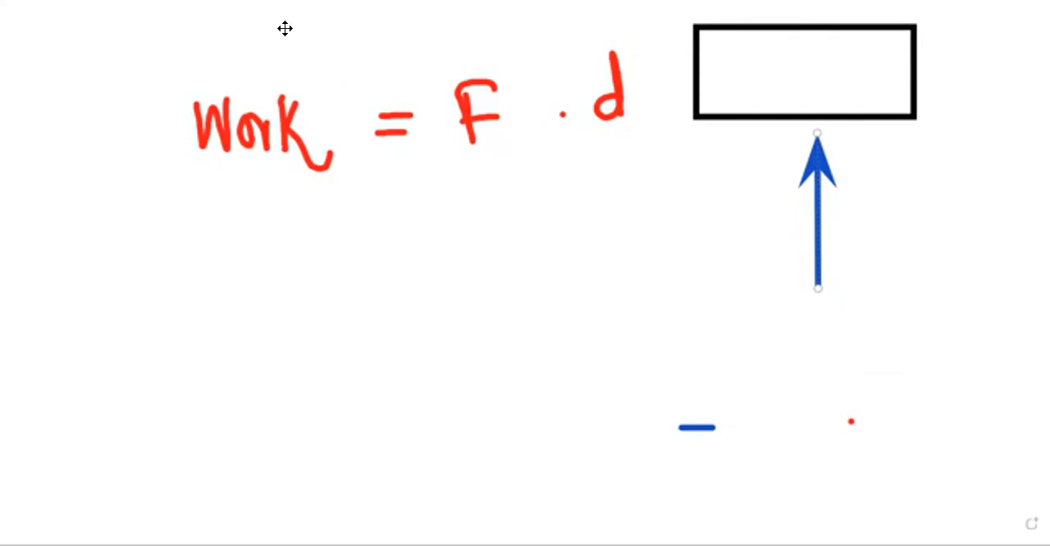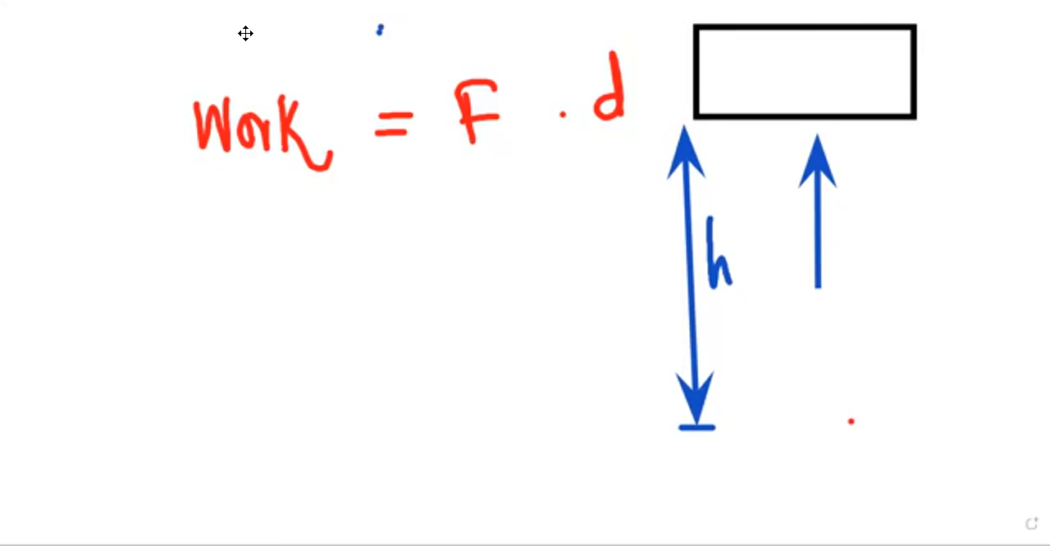Okay, now you can see the object has traveled some displacement from here to here. This is the displacement traveled by the object, and it is actually the height from the earth surface. So displacement traveled is actually equal to the height traveled by the object.